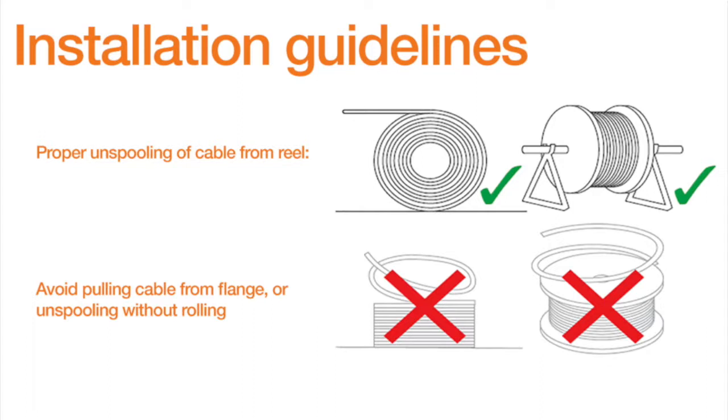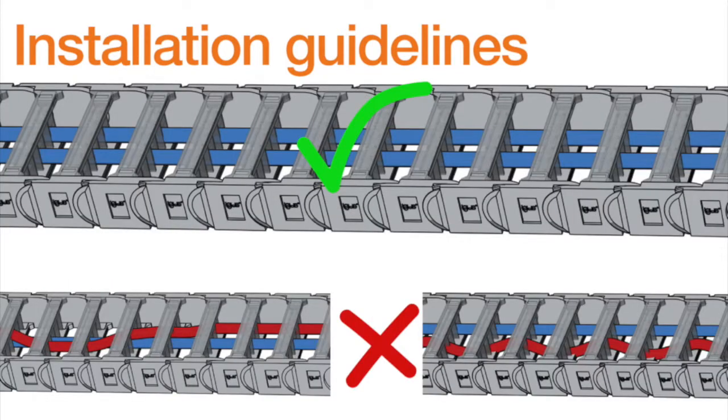If we're talking about a crane application, we could be talking hundreds of feet of cable, so you definitely don't want to pull it up over the flange because that would be a lot of cable to work with to respool and then unspool properly so that you can install it properly. So when it comes to installing the cables inside the carrier itself, we have a couple examples here of what to do and what not to do.